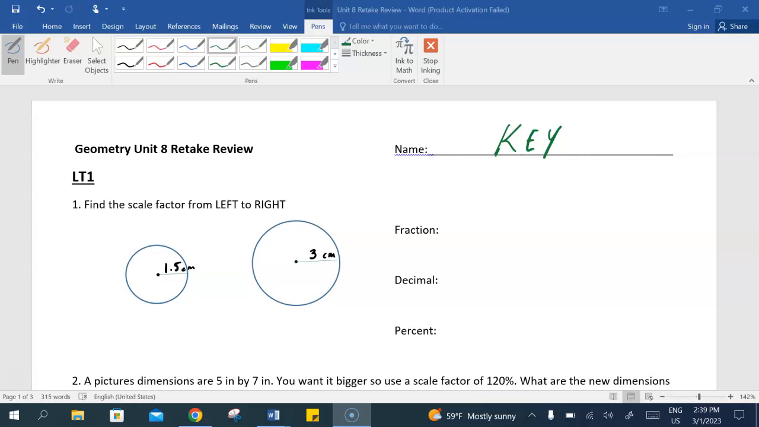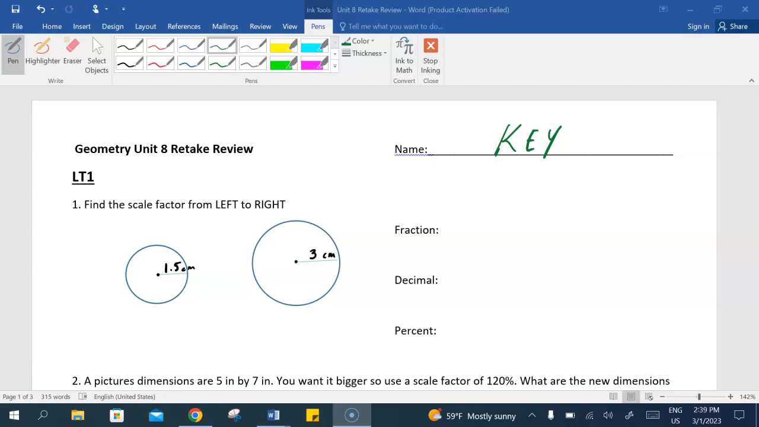Hi guys, so I am going to walk you through how to work out all of the problems on Unit 8 so that we're ready for our retake. Okay, so I separated these by learning target, so in case you just want to retake a specific learning target instead of all of it, then you can skip to that learning target.